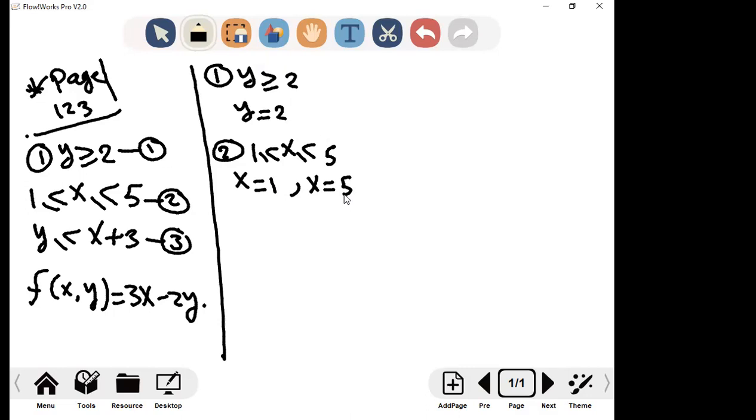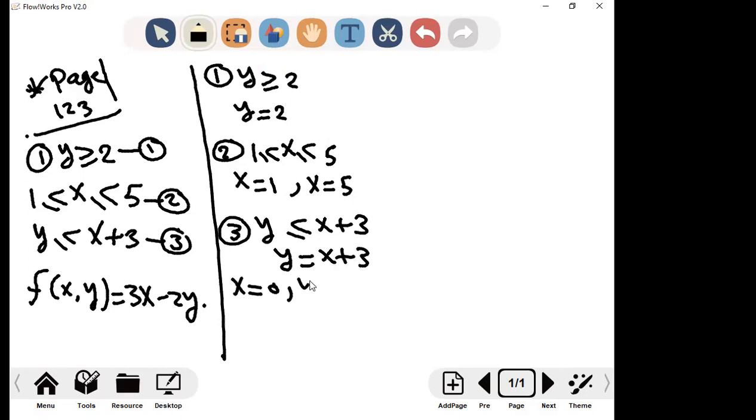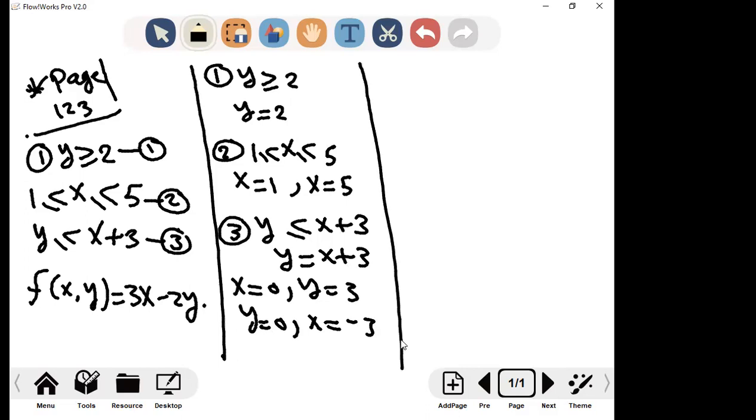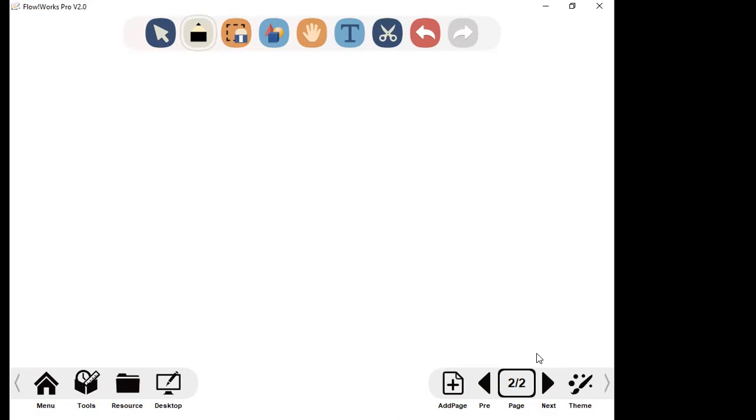So here in inequality 3, we have y less than or equal to x plus 3, which means y equals x plus 3. If x is 0, y is 3. If y is 0, x will be negative 3. Done? Now, after you prepare your inequalities here, you are ready to graph. Let's graph in full page.